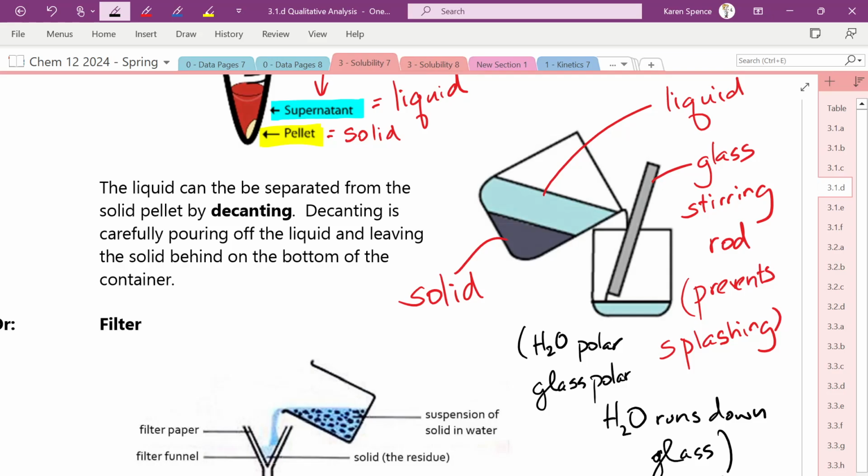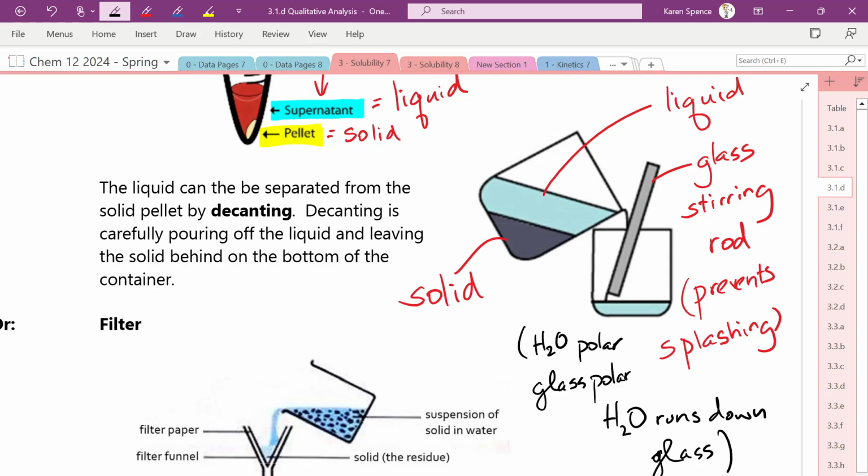So the reason we use a glass stirring rod is that water is a polar substance, yes? Yeah. Glass also has little polar bits on it. So if you pour it, the water will flow down the glass stirring rod rather than just sort of splashing randomly anywhere, okay? And so you can direct the flow of your pouring much better.